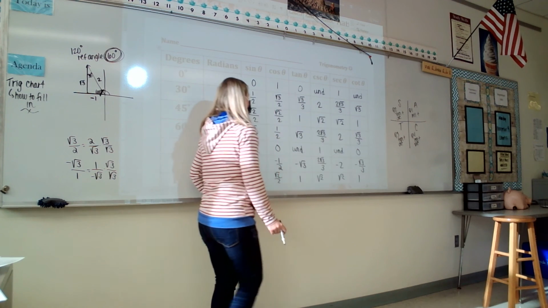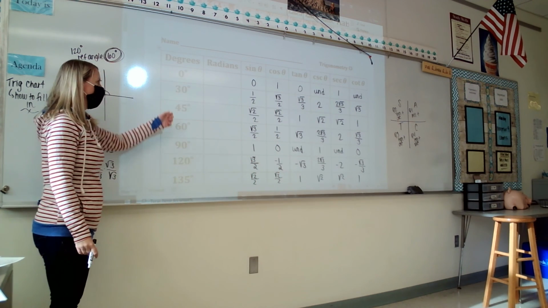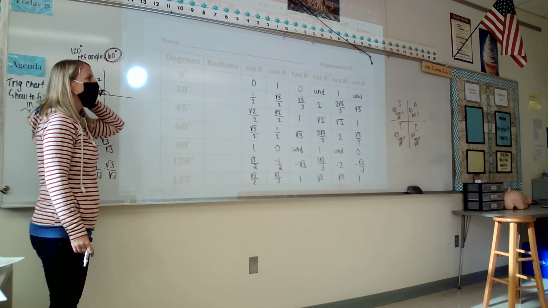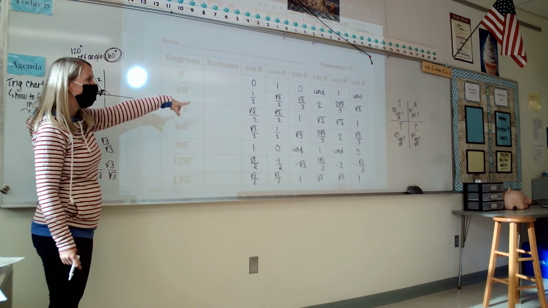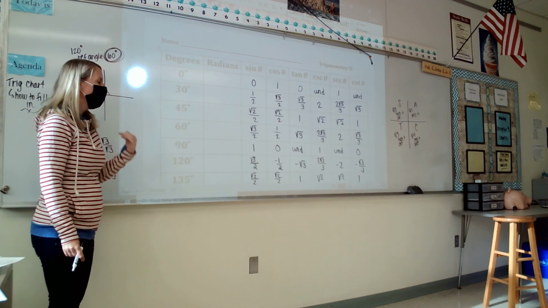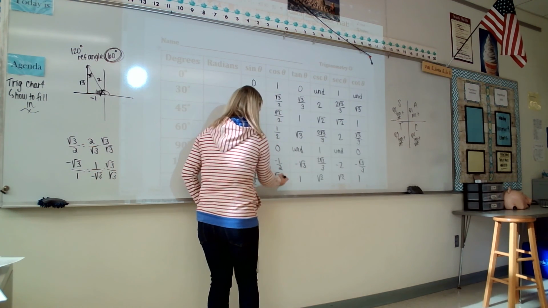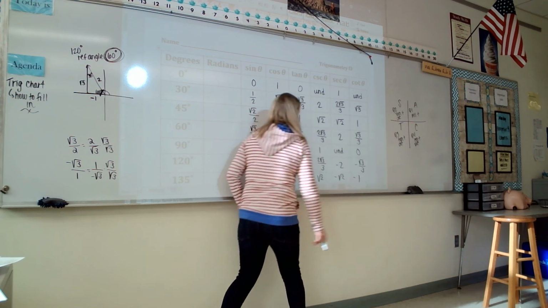So since the reference angle was 45, I filled in the 45 row. I just need to check my signs. So in quadrant 2, sine and cosecant are positive. Everything else is negative. So sine and cosecant are positive, everything else is negative, and you're done.